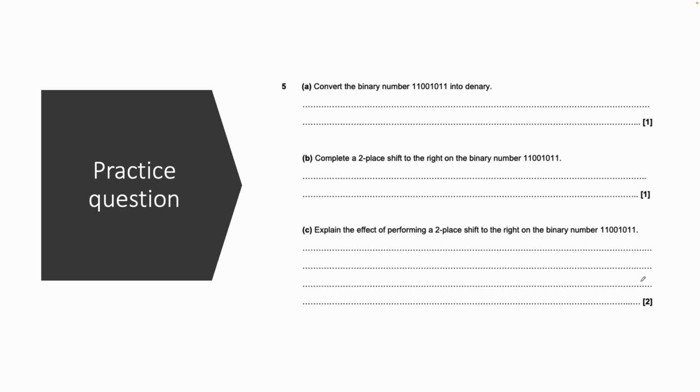Right, final example. This one's actually taken from the British board OCR, and it has a few different things that we need to do. First of all, we need to convert this binary number into denary. So we're going the other way around here. So here we've got 1, 1, 0, 0, 1, 0, 1, 1. So we've got 128 plus 64 plus 8 plus 2 plus 1. We know this will be an odd number, and if you add all of those up, it comes to 203. So that's my answer right here.